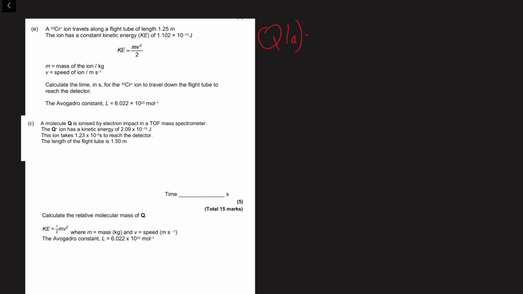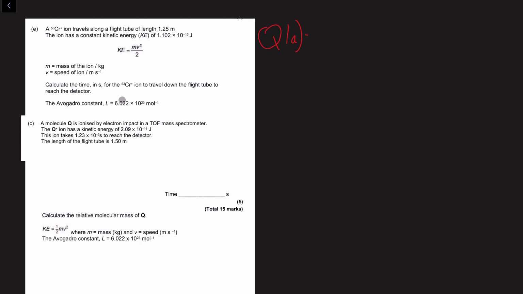So the question says here, a chromium plus ion travels along a flight tube of length 1.25 meters. The ion has a constant kinetic energy of 1.102 times 10 to the minus 13 joules. This is the equation for kinetic energy, and it's the same one we saw in the slide. m is the mass of the ion in kilograms, and v is the speed of the ion in meters per second. The question wants us to calculate the time in seconds for the chromium ion to travel down the flight tube to reach the detector. And the Avogadro constant is this here, 6.022 times 10 to the power 23. Don't worry what that exactly is right now. We'll talk about that in later videos.